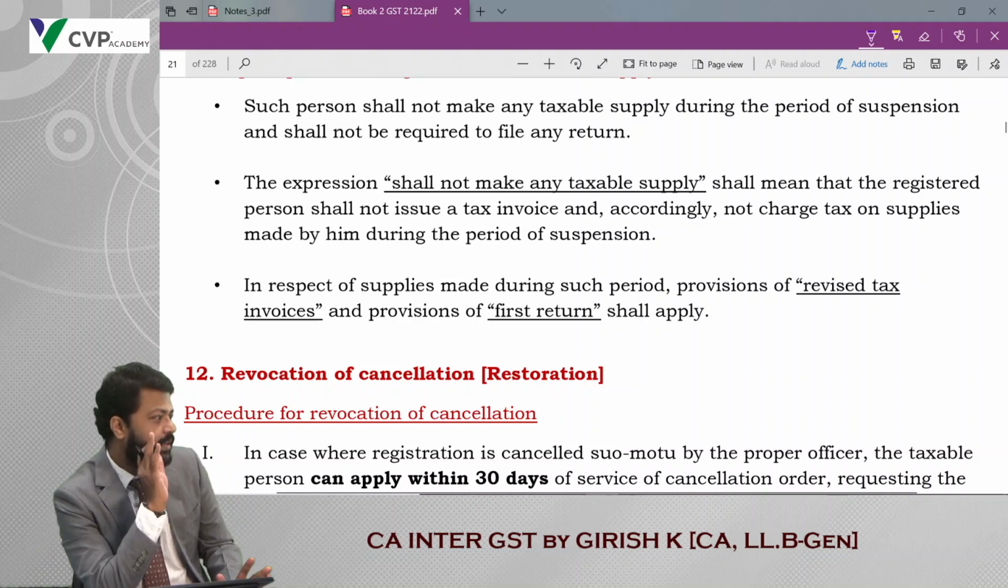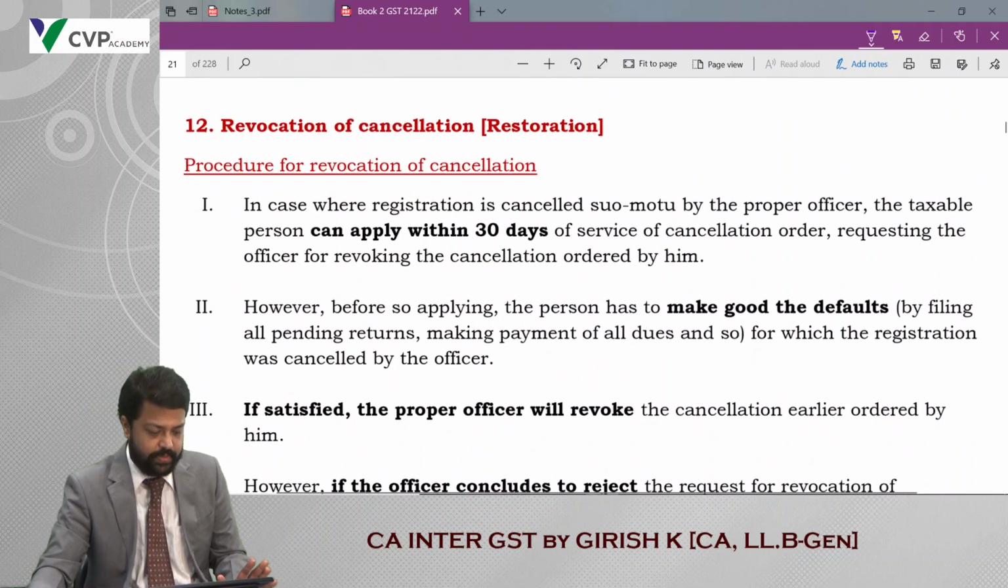We have covered this expression. In respect of supplies made during such period, the provisions of revised tax invoices and the provision of first return shall apply. So that is the same as in the application area.